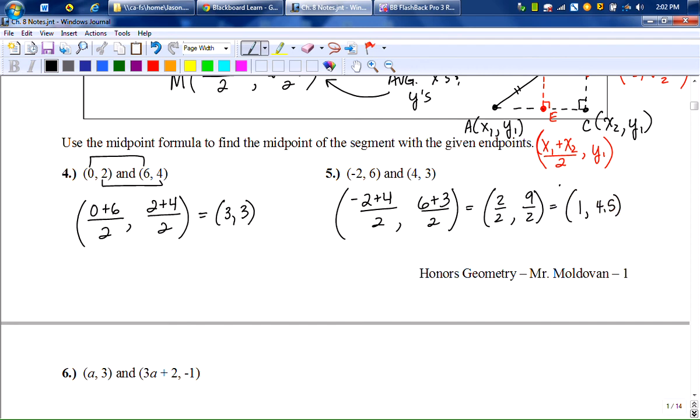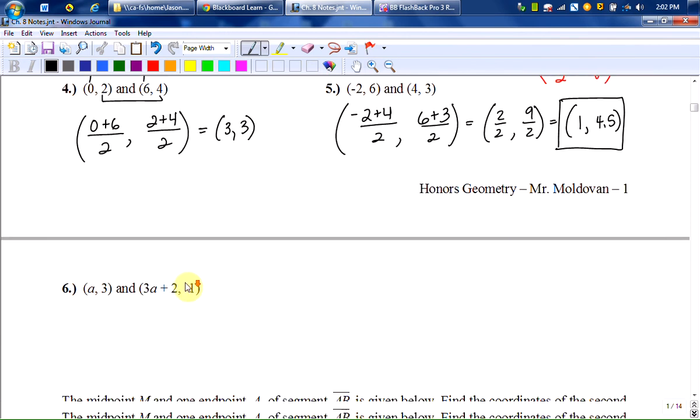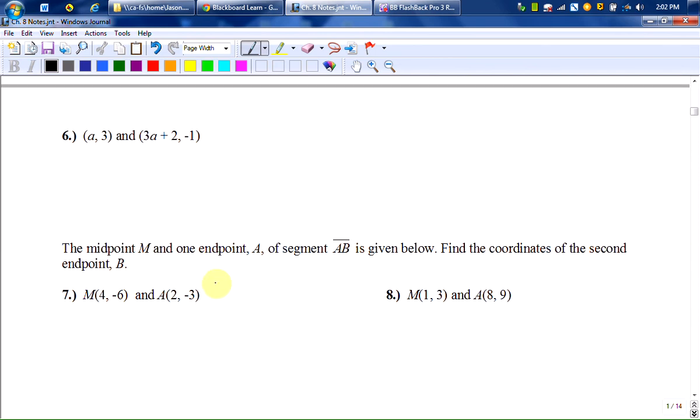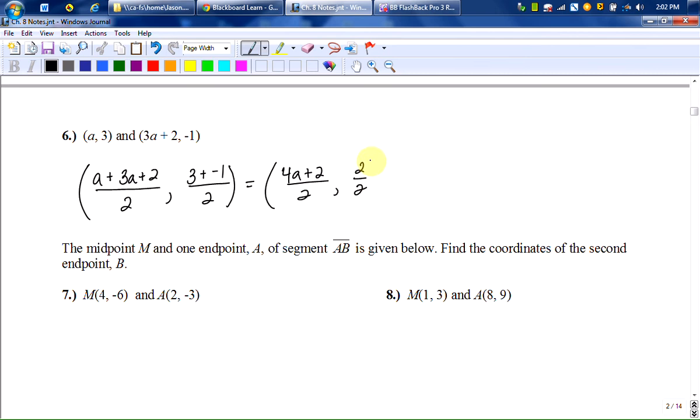All right, pretty easy. Let's go to the next page. Let's look at one that deals with variables, which is going to cause our answer to have variables in it as well. So we'll add the x's, which are in terms of a, and we'll add the y's, which are just integer values. And there's our final answer in terms of a. That's as simplified as we can get.